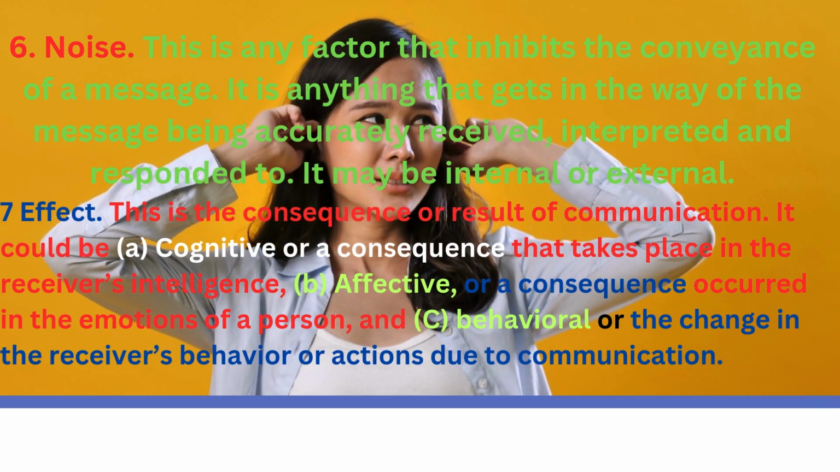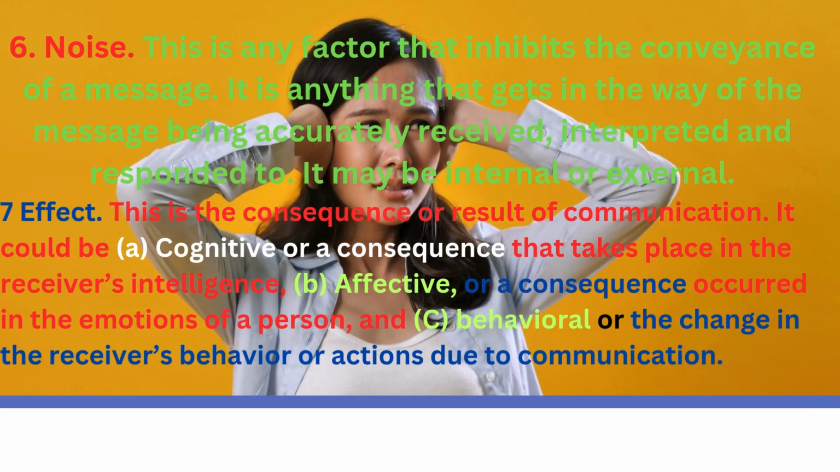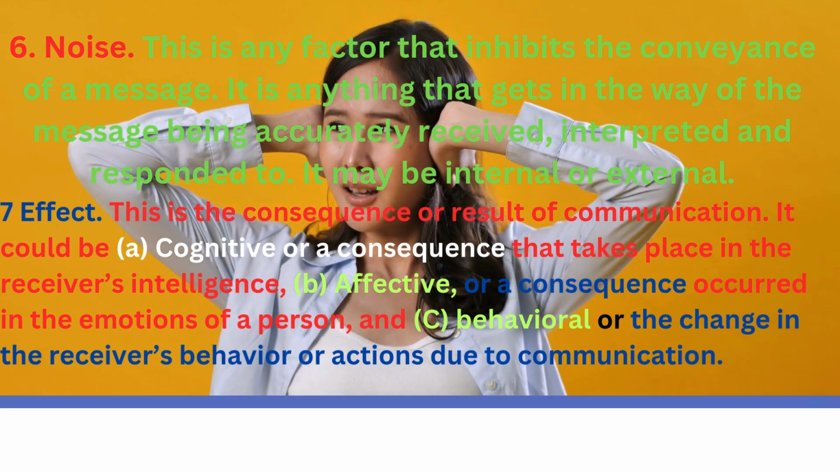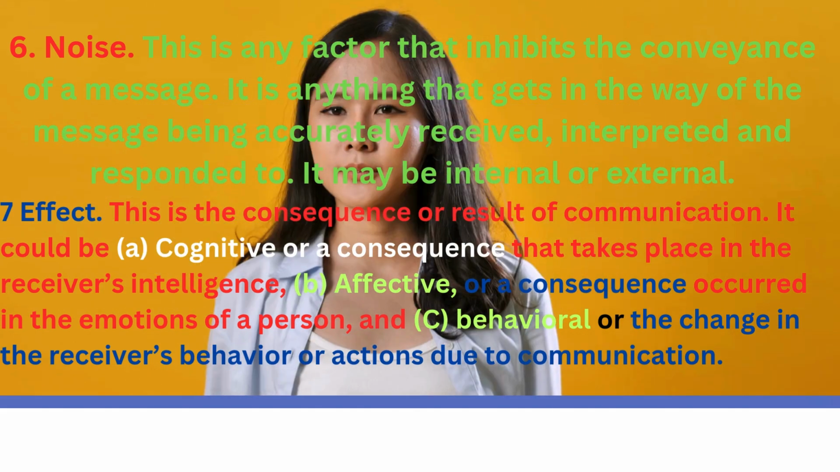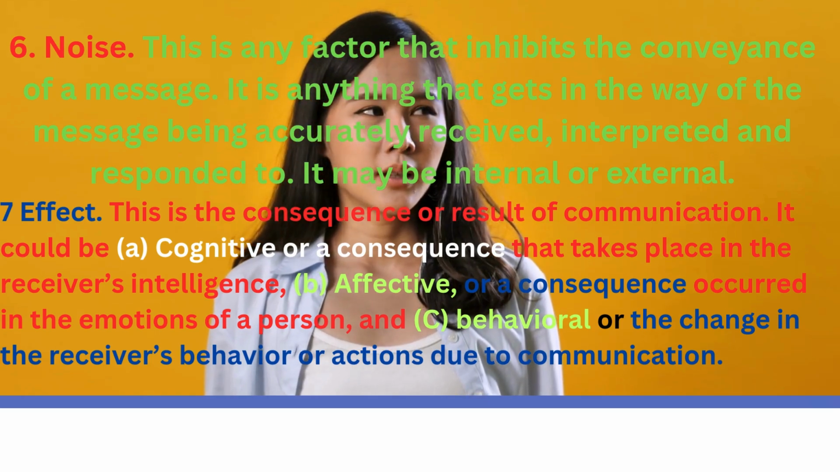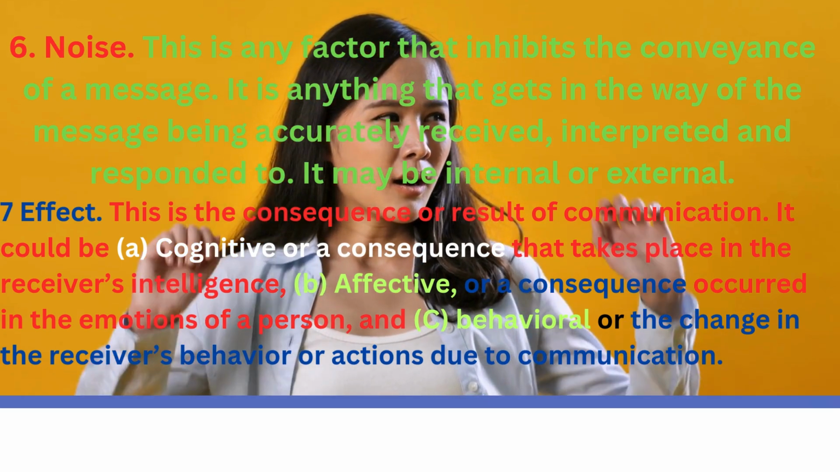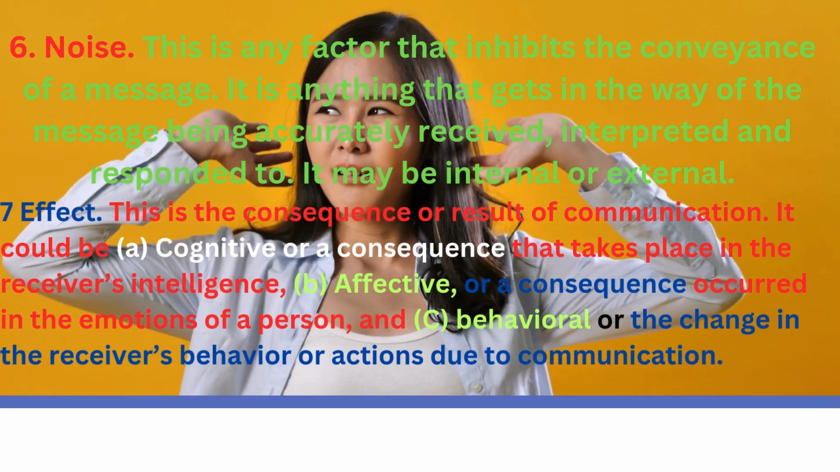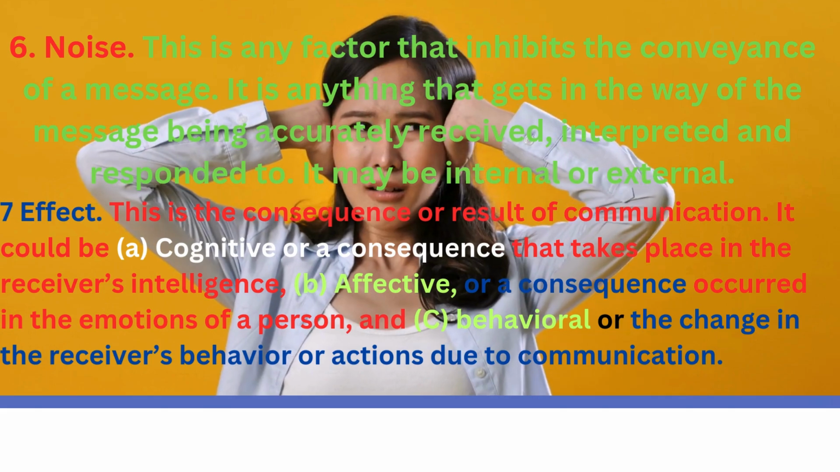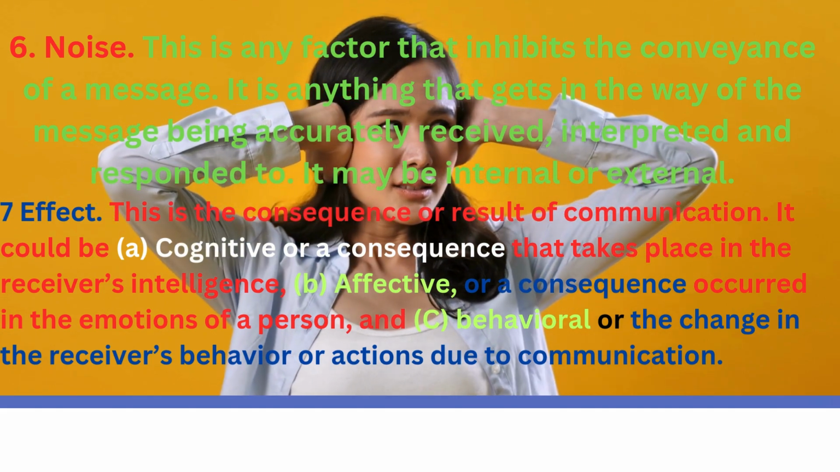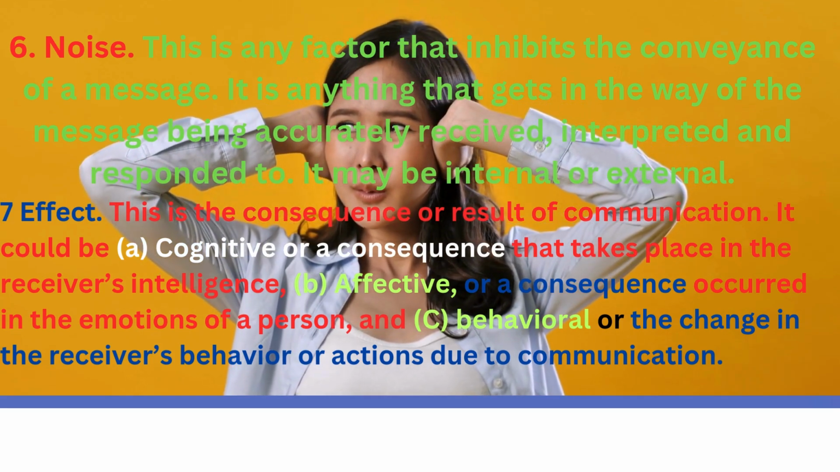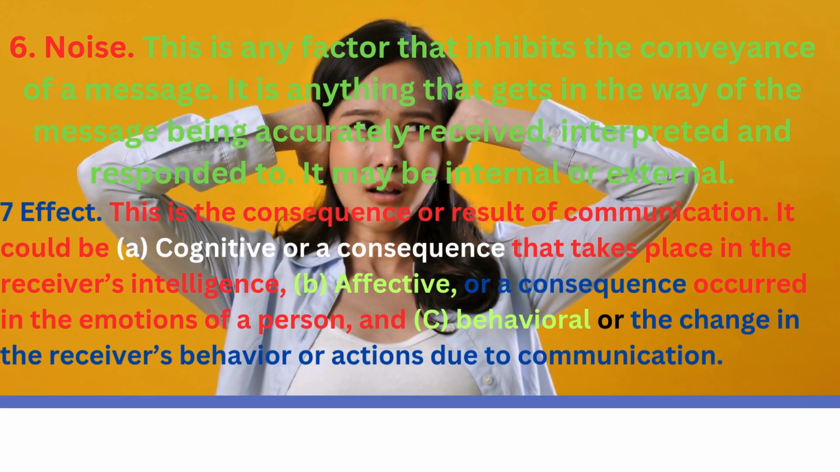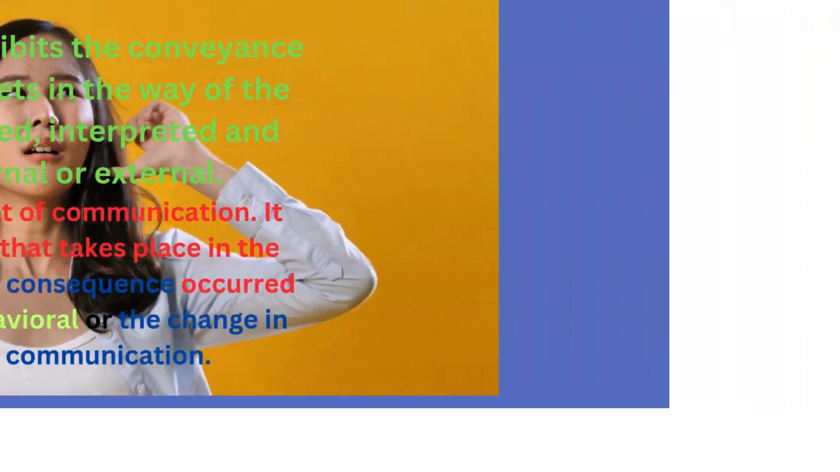Seventh, effect. This is the consequence or result of communication. It could be A, cognitive, or a consequence that takes place in the receiver's intelligence. B, affective, or a consequence occurred in the emotions of a person. And C, behavioral, or the change in the receiver's behavior or actions due to communication.